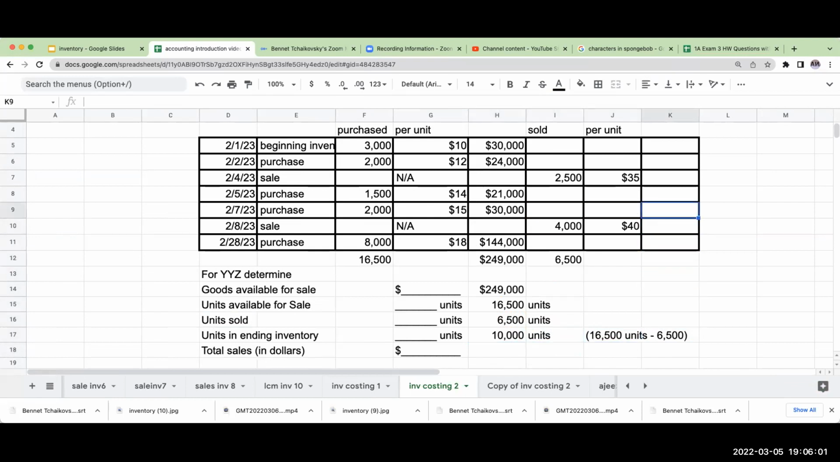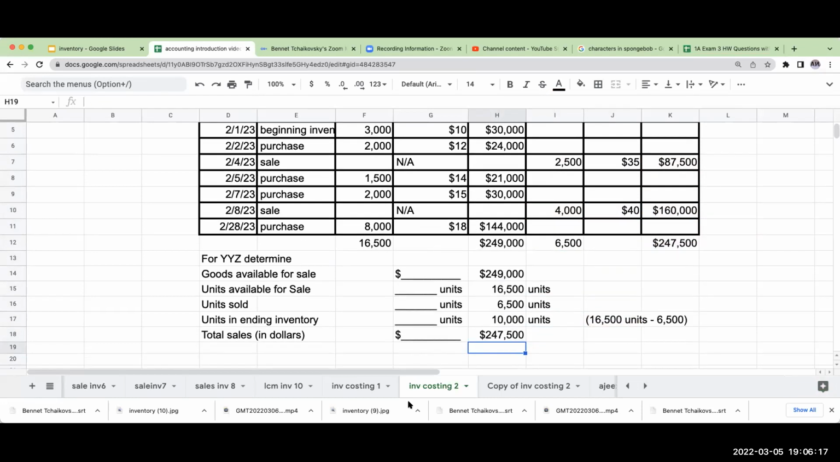Last one is total sales. Over here, I had 2,500 times $35 sales price per unit. Over here, I had 4,000 times 40. So my total sales in dollars is 247,500. Once I have this dollar amount, I'm never going to use it again. The numbers, though, that are the most important are these that are right here, because these will not change for any one of the questions that we're going to go through and do.